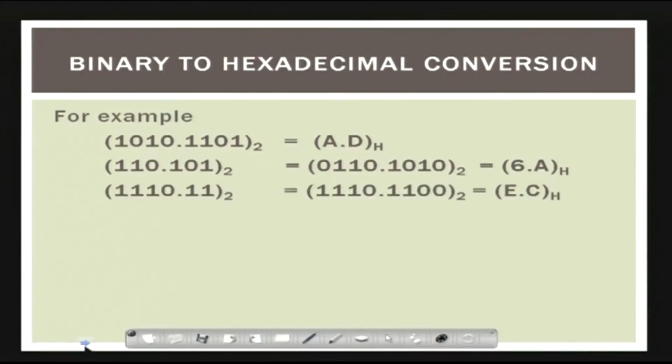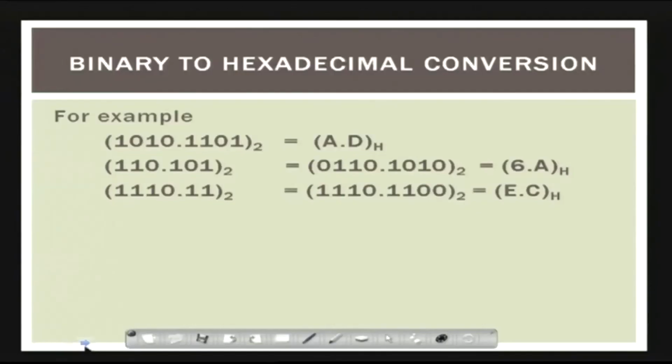Okay. Now, you can see 1110.11. The number on the left hand side is already a 4-bit number, so we need not put any extra zeros, we can retain it as it is. But on the right hand side of the decimal point, there is only 11, which is not a 4-bit number. So, we add 2 more zeros to it. As I said earlier, we should not put 0 in the front, but only at the end of it to make it a 4-bit number.